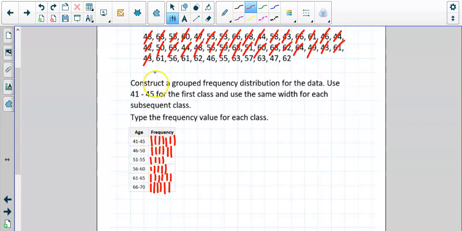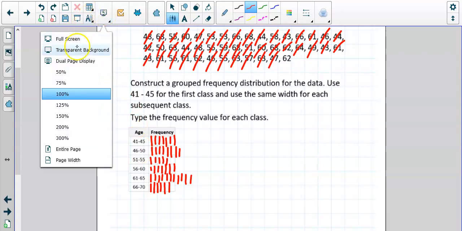61, 56, 61, where'd you go? There you are. 62, 46, almost there. 55, 63, 57, getting to the end. 63, 47, and 62. All right, so now I'm going to zoom back in.